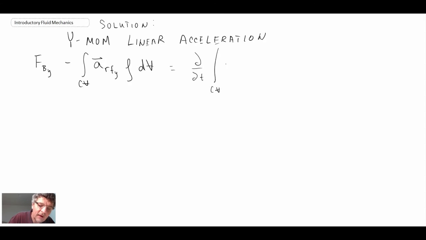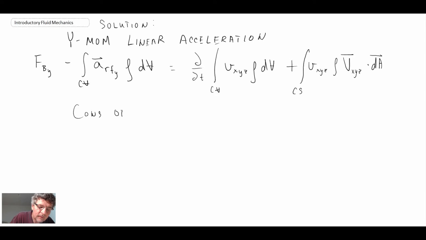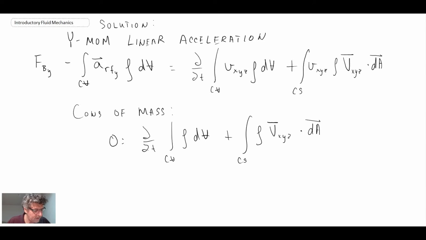However, we had to be careful of measuring the velocities with respect to the moving reference frame. And then finally we have the mass flux leaving term. The last three terms give us that. And then we have conservation of mass, the continuity equation. Okay, so we're going to begin by looking at conservation of mass and work with that first, come up with an expression for the mass of the control volume, and then we'll go back to the y momentum equation.